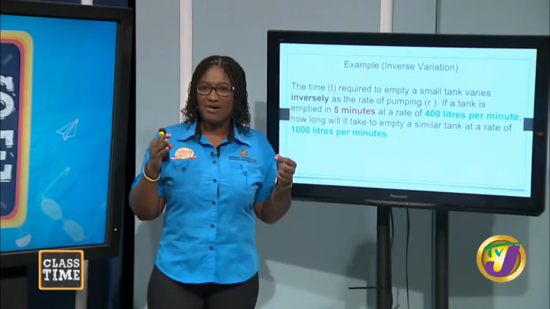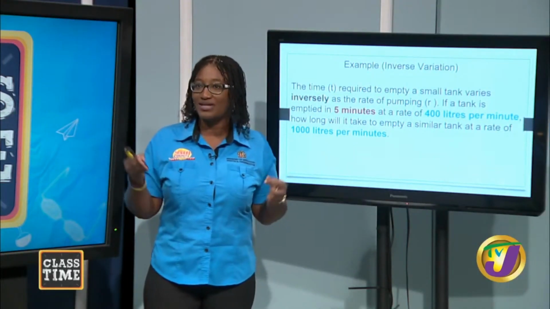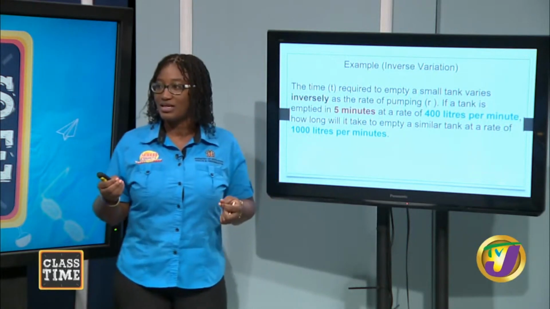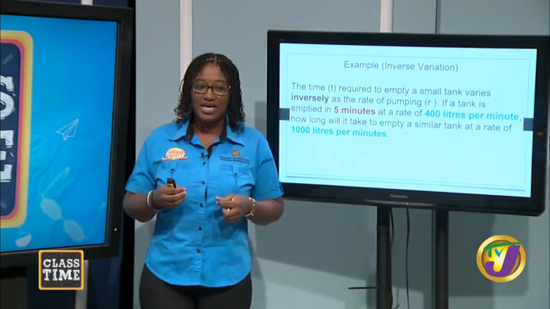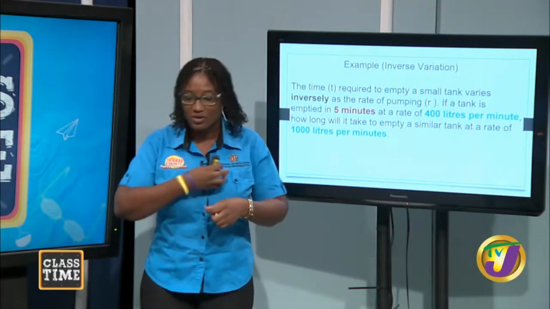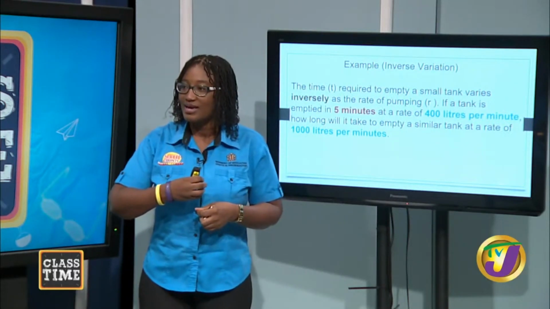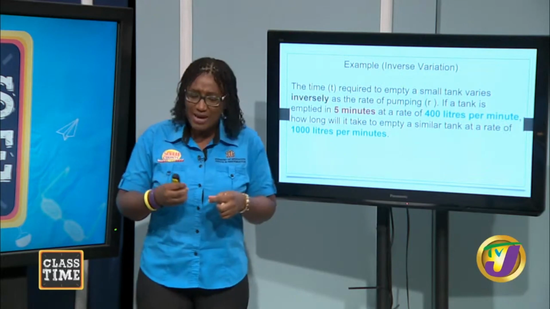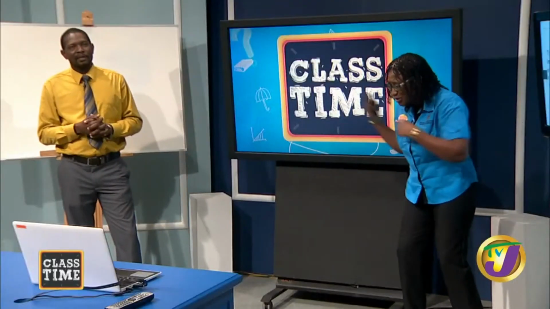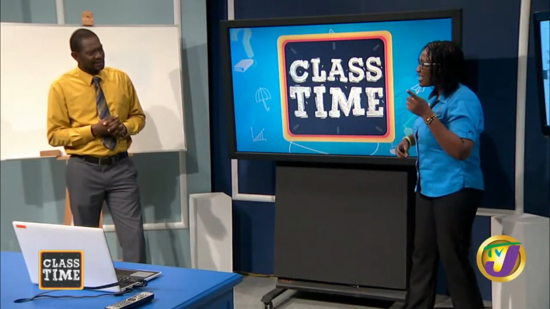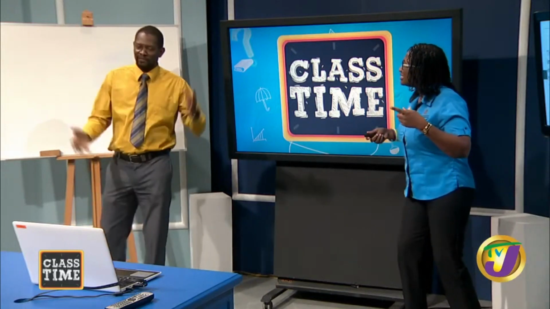We'll come to the diagram, but think about it. If you have a tank and you're emptying it, and you have 400 liters coming out per minute, and it takes 5 minutes, what happens if you have 1,000 liters coming out per minute? Will it take more time or less time? I don't believe it should take more time. I believe it should take less time.